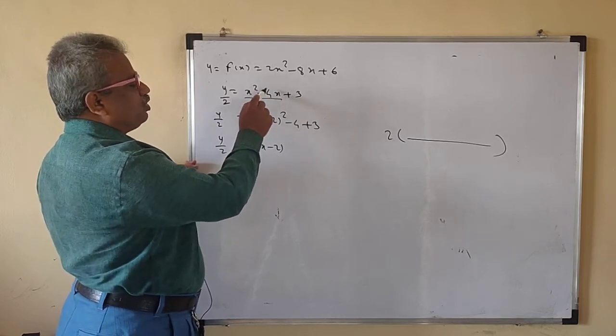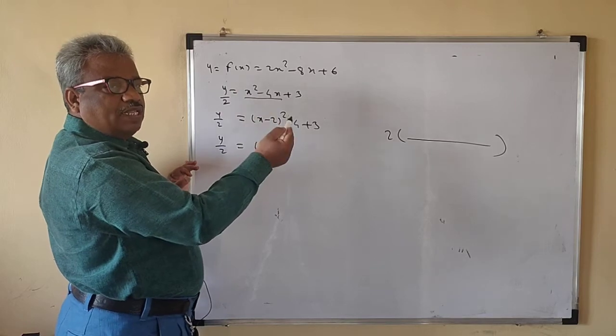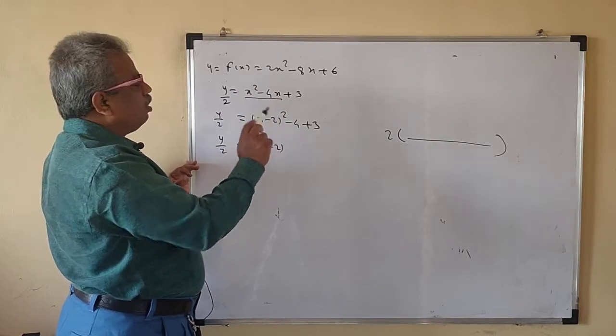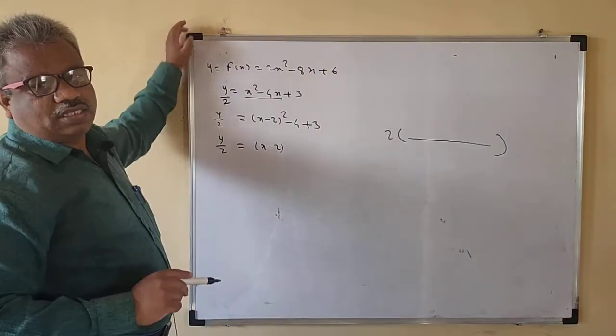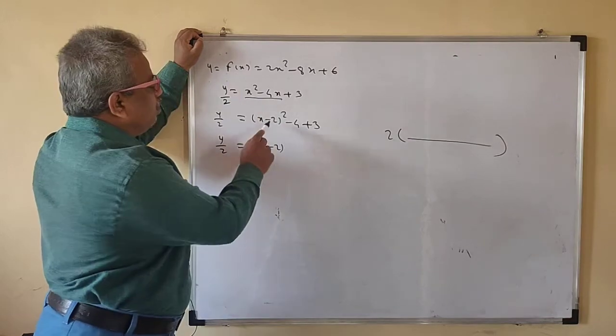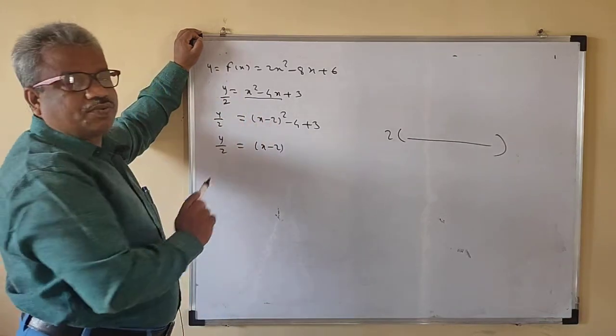Whatever the coefficient of x is, just divide by 2. If it is divisible by 2, just simplify the ratio. If it is not divisible by 2, then just multiply by half and simplify that ratio. So we get 2 now. And subtract the square of that one, whatever the sign, plus or minus.